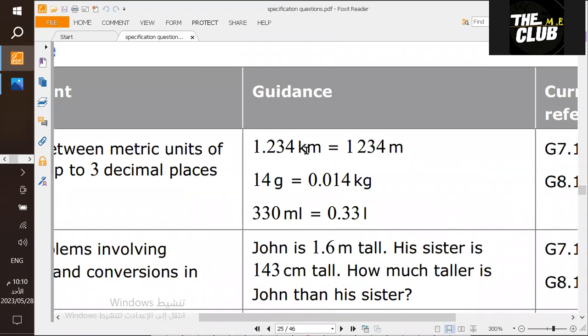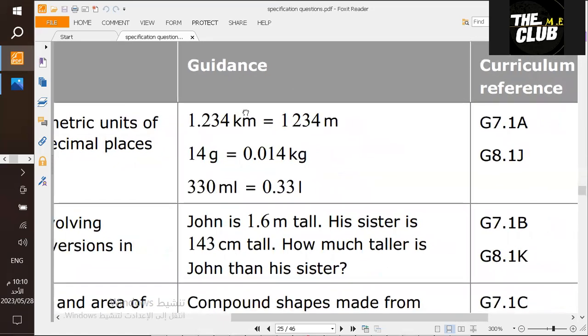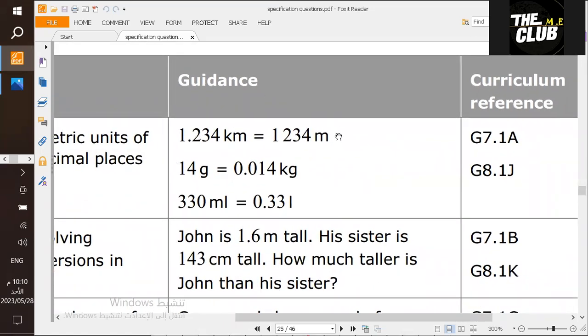For example, kilometers, you have to know that each kilometer equals 1,000 meters. If we turn kilometers into meters, we multiply by 1,000. If we go the opposite way, we divide by 1,000. Same idea here. K means 1,000. So grams to kilograms, it means we're going to divide by 1,000. Kilograms to grams, we multiply by 1,000.